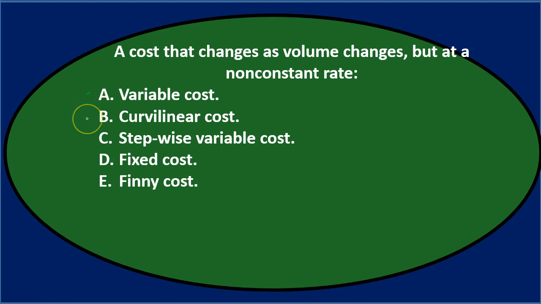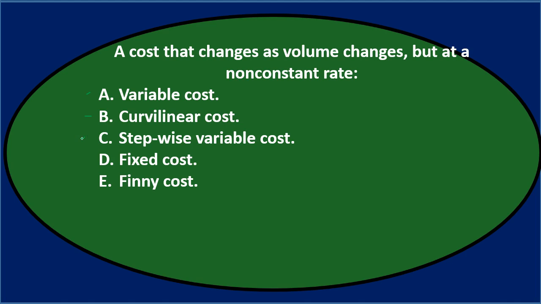The second one says curvilinear cost. And that one sounds a little bit funny. Curvilinear cost sounds a little bit strange. But so does the description up top, because saying this but at a non-constant rate is kind of throwing us off. So I'll keep the curvilinear for now. The next one says stepwise variable cost. Again, that sounds kind of funny, but it's got variable cost and something else to it, which sounds similar to the description where we have a variable cost and then something funny happening with it. So I'll keep C as well.